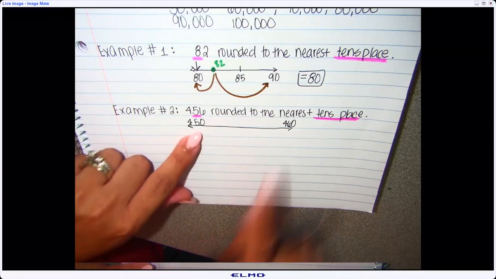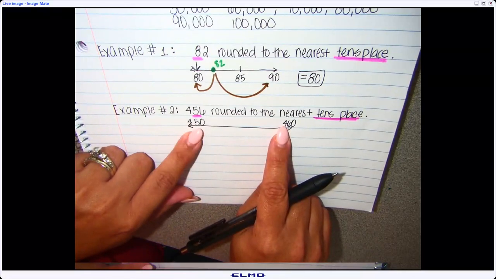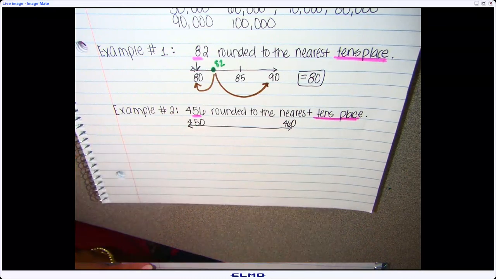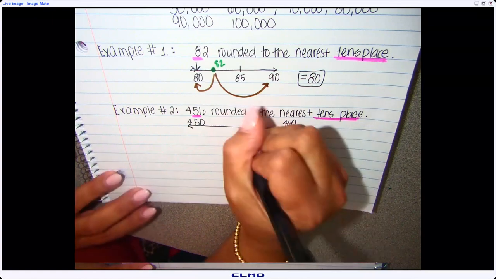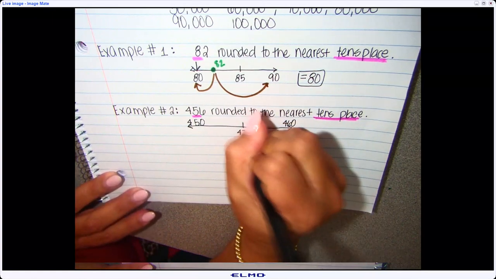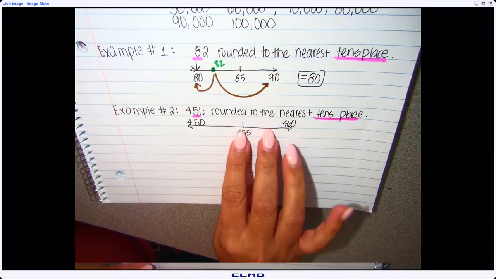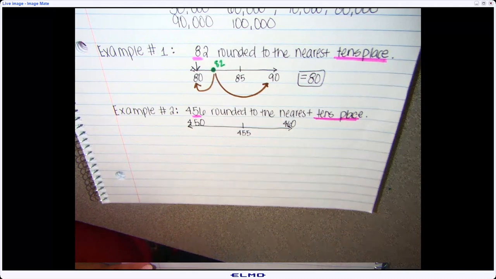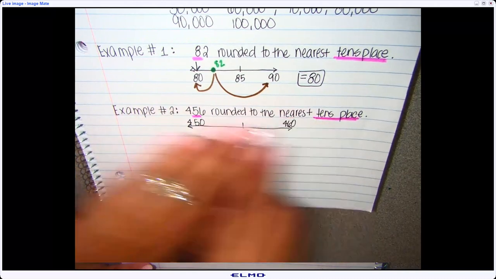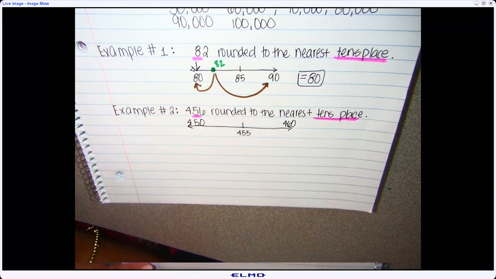Now, what is the number that is located between 450 and 460? Very good. I always have to find that middle number, because that's going to tell me, am I going to go up on my number line or am I going to go down on my number line? So now I have 456 and I need to put this down on my number line.